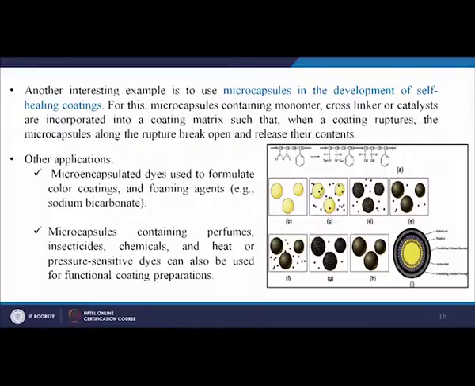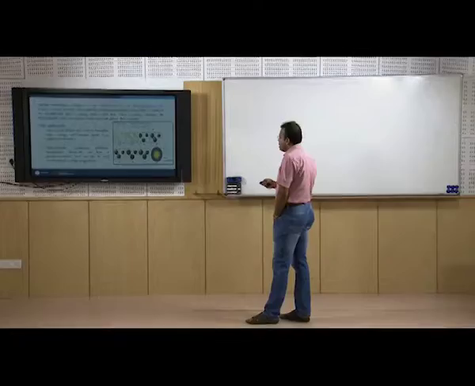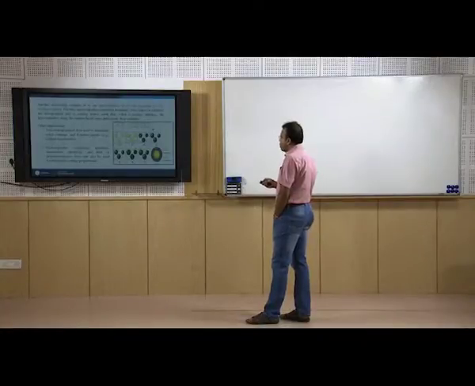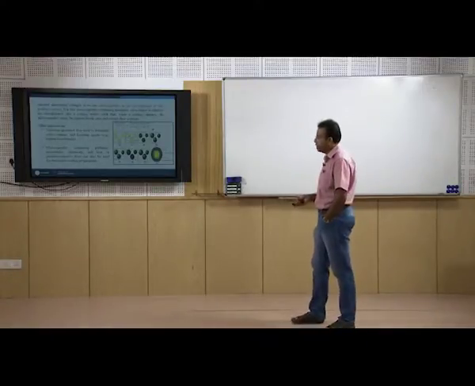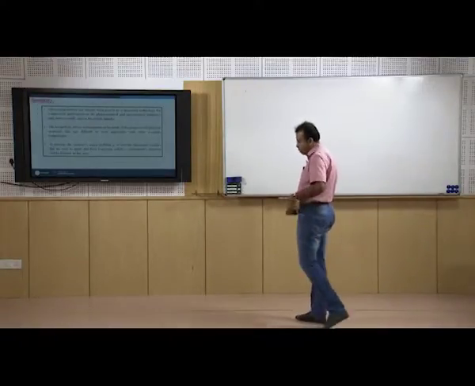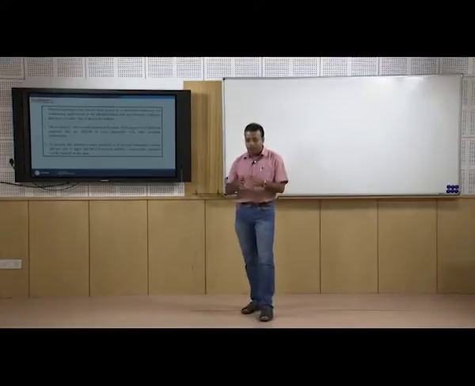Not only that, microcapsules containing perfumes, insecticides, chemicals and heat or pressure sensitive dyes can also be used for functional coating preparations. So here you can see that there is one material which is yellow in color in the center. Now we are doing the layer by layer coating technique to make it more active, maybe more functional. So now we have come to our last slide, which is nothing but the summarization of this whole lecture.